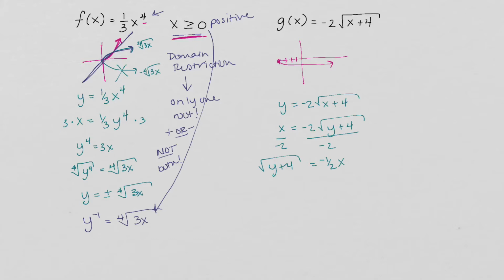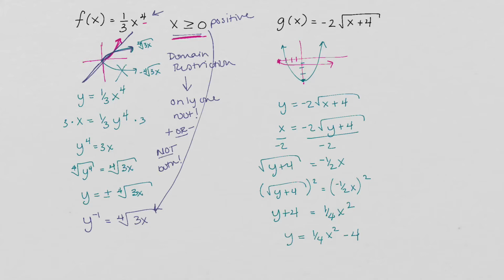And what we do here is we square both sides. You get y plus 4 is equal to negative 1/2 squared is positive 1/4. So this is 1/4 x squared. And y equals 1/4 x squared minus 4. And that is a quadratic. That is a parabola right there. It's a parabola that has a vertical dilation of 1/4, and it's been moved down 4 units. And if I graph it, it's a wide parabola, but it's a whole parabola.